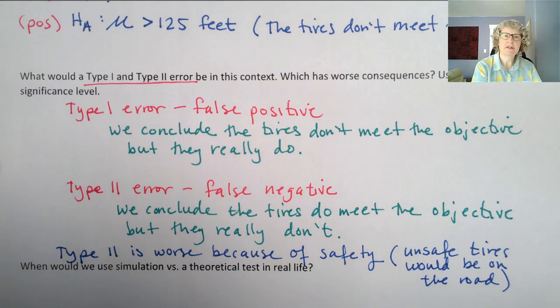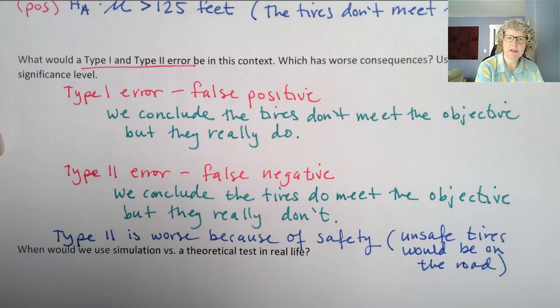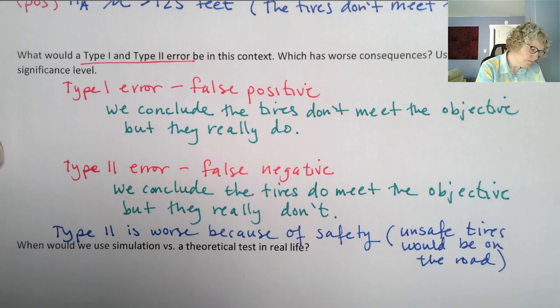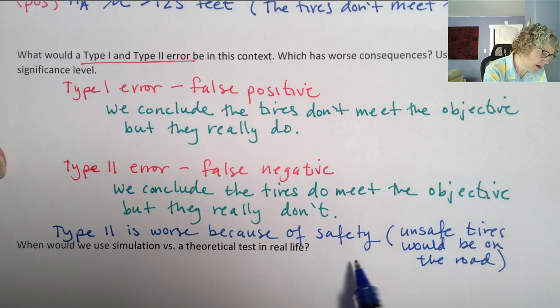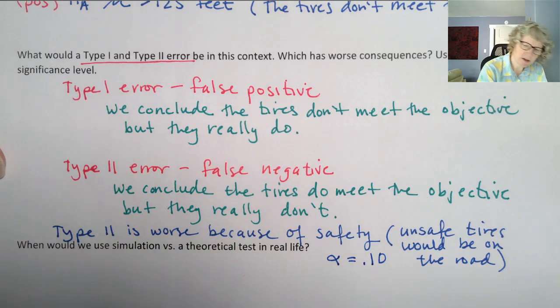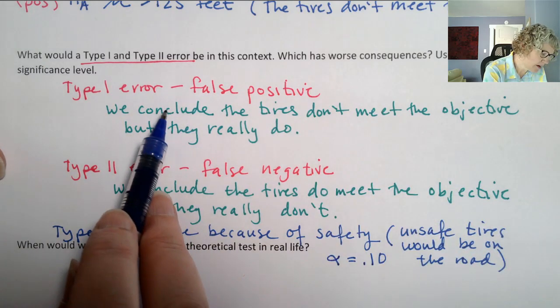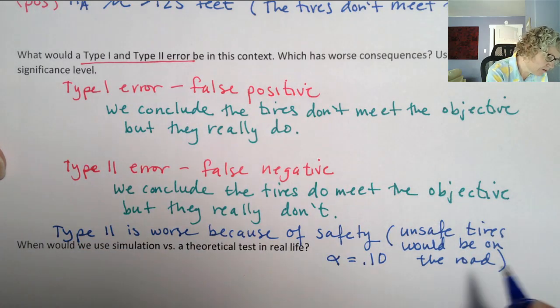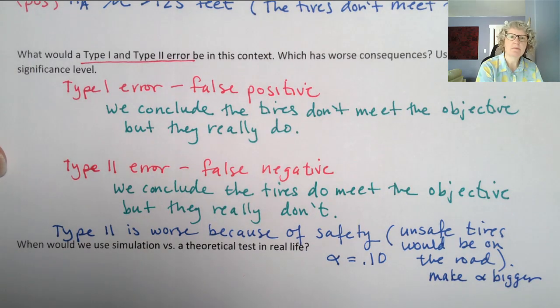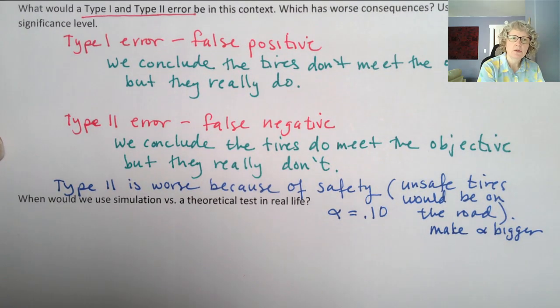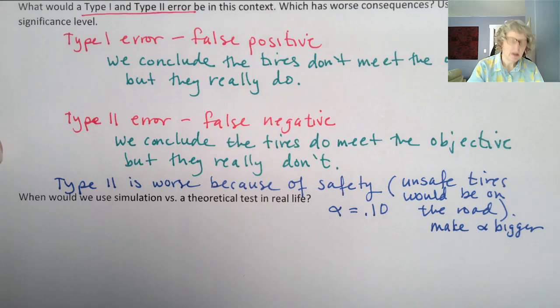Okay, and now it's been a little while since we've done this, but do you remember how we set our alpha because of that? So when type 2 is worse, we make alpha bigger, and usually 0.10. When type 1 is worse, we make alpha smaller. When type 2 is worse, we make alpha bigger. Great.